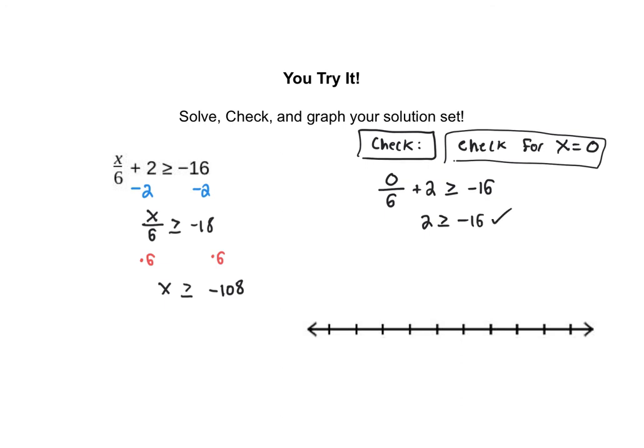So my boundary point is -108, and it's going to be a closed dot there because it can equal -108. I'm going to pop some more information on there. Here's -110, here's -106, and my answers are all things greater.